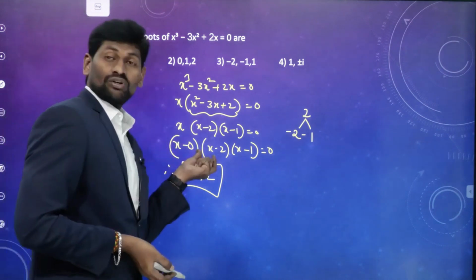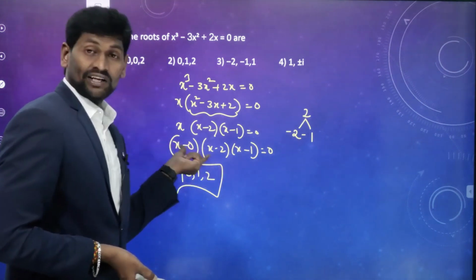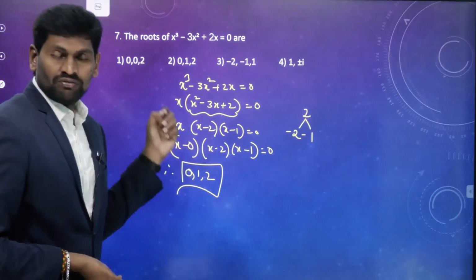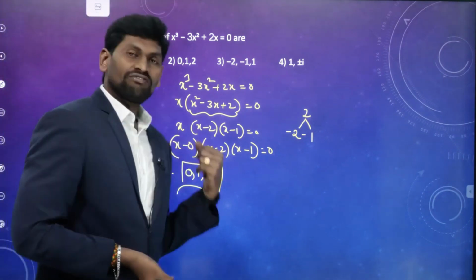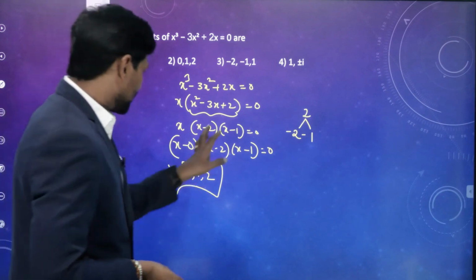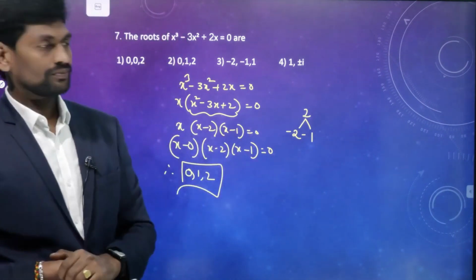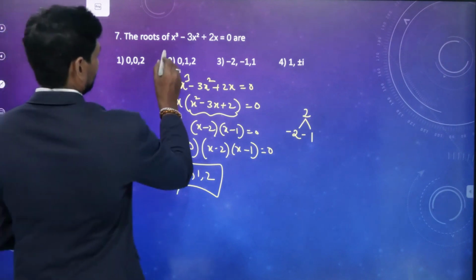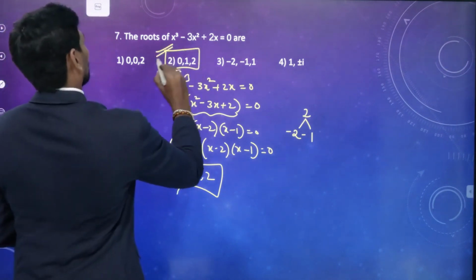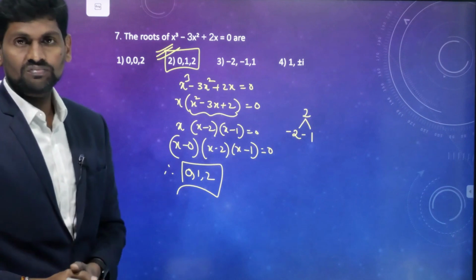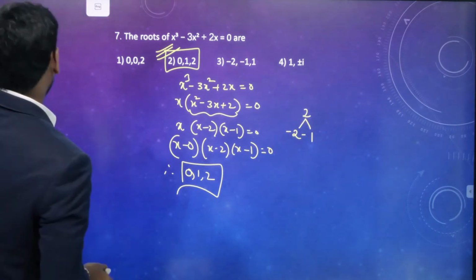If x minus 0 is a factor, 0 will be the root. X minus 2 is a factor, 2 is a root. X minus 1 is a factor, 1 is a root from factor theorem. Second option.